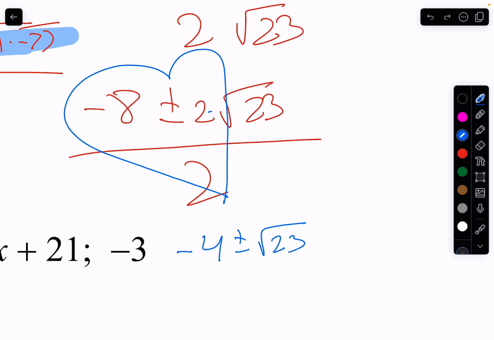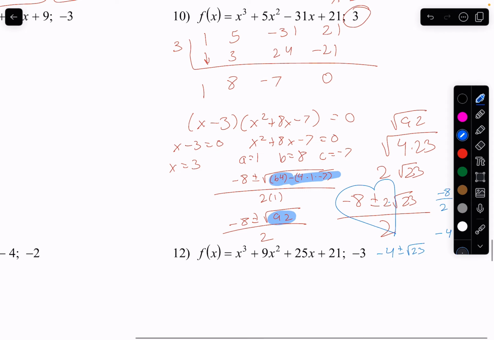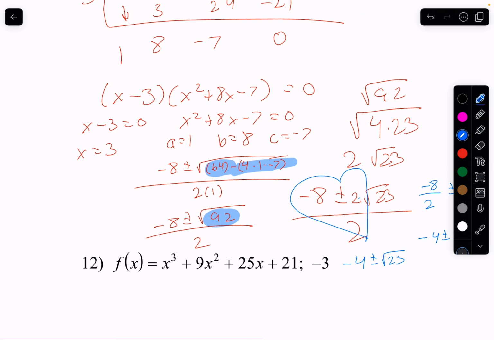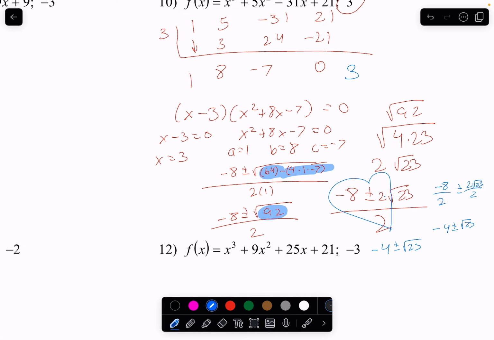The other method is splitting it into 2 fractions like we did with the complex numbers, which gives us the exact same answer of negative 4 plus or minus root 23. All right, 2 different methods to simplifying there. So our final answer is going to be, and I'm kind of running out of space, sorry, 3, negative 4 plus root 23, negative 4 minus root 23.